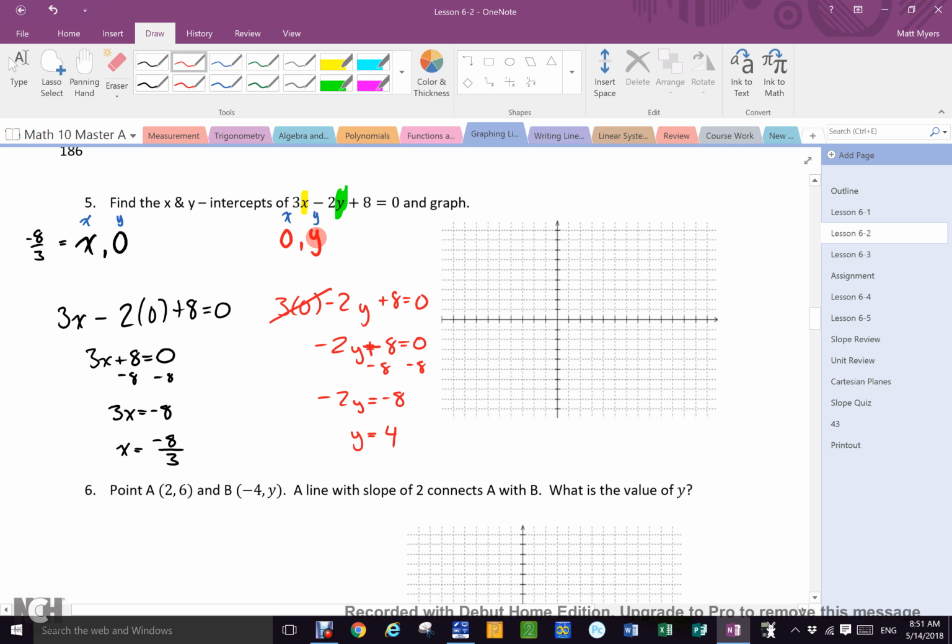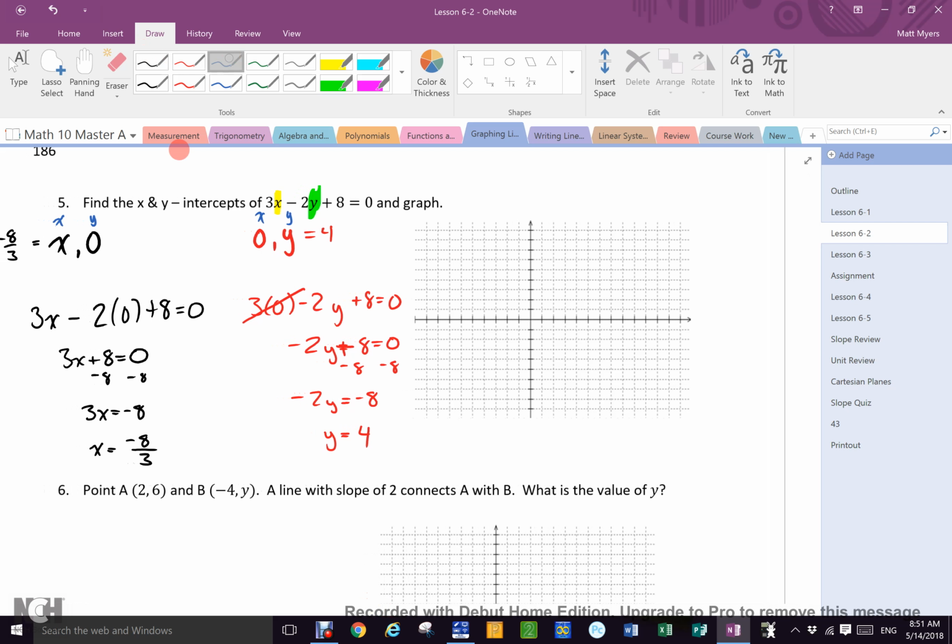4. So what can I write there instead of y? No? It's positive because negative 8 divided by negative 2. So what can I write there? 4. Now, do I have 2 points to put on the graph? Yes, I have negative 8/3, 0. And I have 0, 4. Which one of those is a pain in the butt to put on the graph? Negative 8/3. So what can I do to make my life easier?